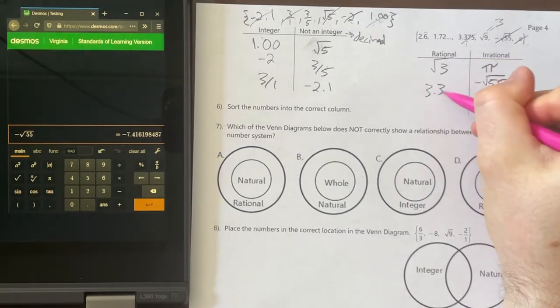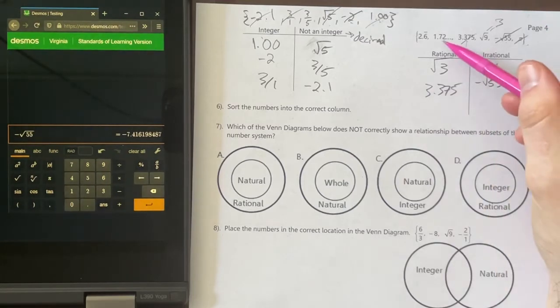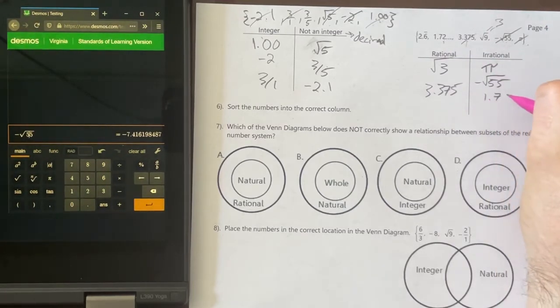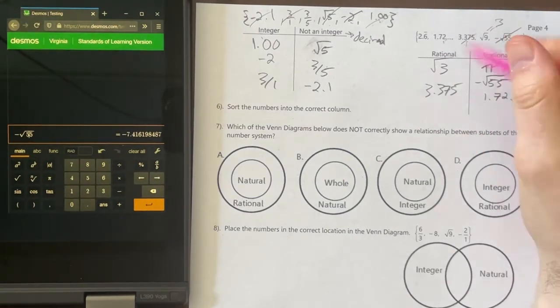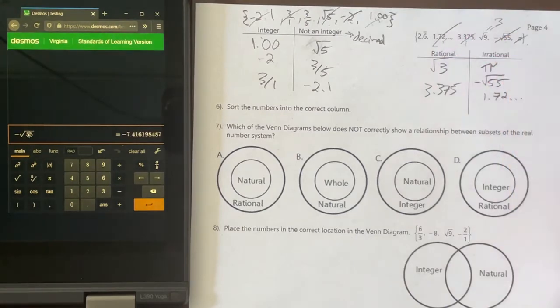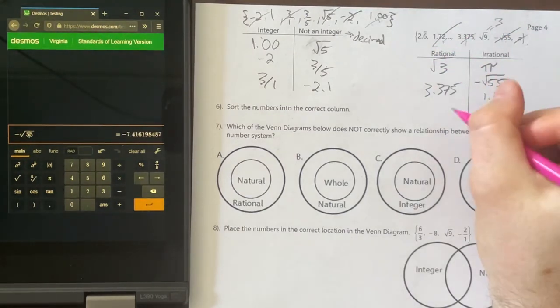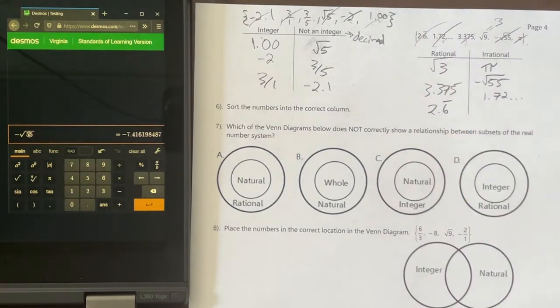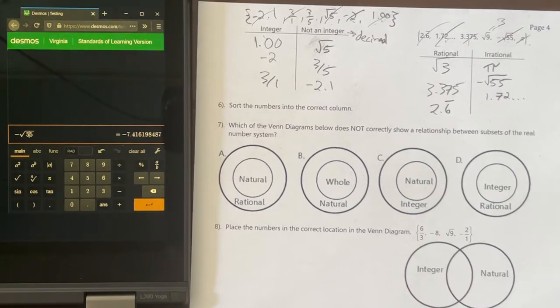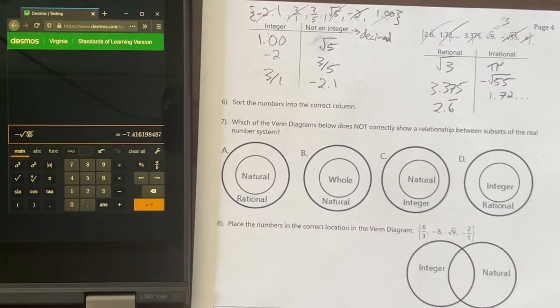We can say 3.375. For this value, we notice, hey, even though it's only a small one, those 3 dots after it means it keeps going, and there's no pattern, so it is irrational. And then that 2.6 repeating is rational. So that was number 5 and number 6.